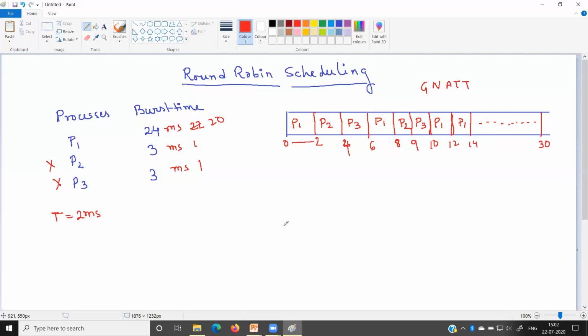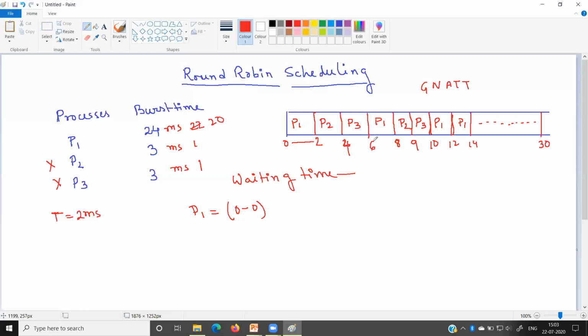Now we will find the same thing. We need to find the average waiting time. Before finding the average waiting time, we have to find the waiting time for each process. So what is the waiting time for the process P1? You can see P1 started from here, and we assume that all the processes arrived at time 0. So for this time slot, the waiting time of P1 is 0.